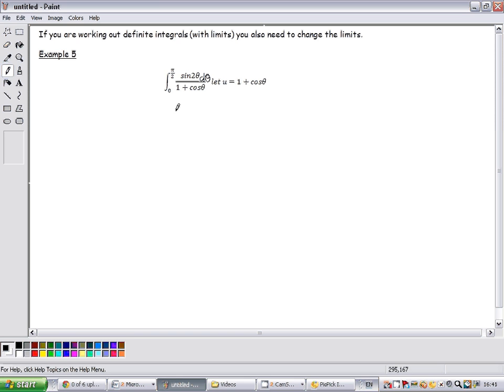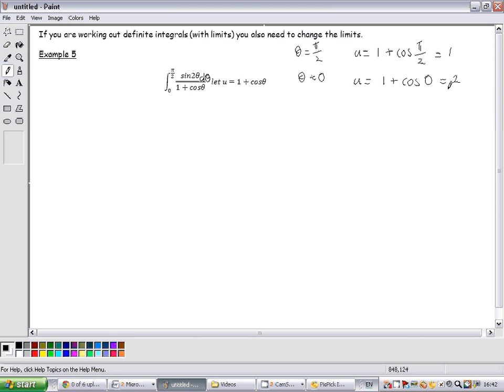So the question's in terms of theta, so I'm going to change the limits now before I forget. So theta is pi over 2 is the top limit, and theta equals 0 is the bottom limit. So u will work out to be 1 plus cos pi over 2. Cos pi over 2 is cos 90, that's 0, so that just works out to be 1. And then we have 1 plus cos of 0 for the bottom limit. Cos 0 is 1, so 1 add 1, 2.